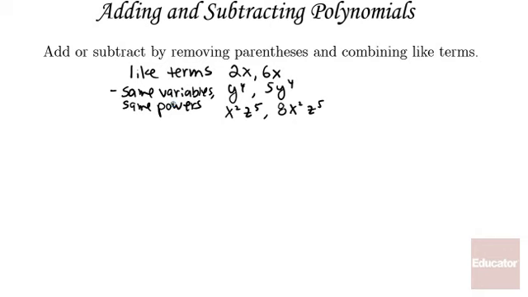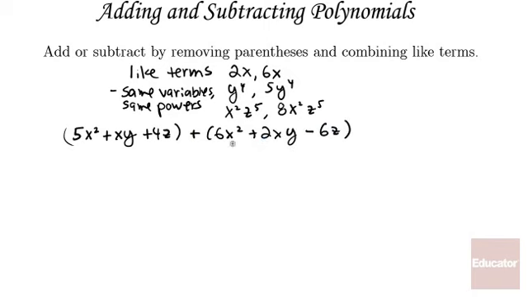Okay, so talking about adding polynomials, what you need to do is add the like terms together. So these are monomials, and now we're working with polynomials. For example, if I have 5x squared plus xy plus 4z, and I need to add that to 6x squared plus 2xy minus 6z. For addition, you just simply remove the parentheses. The signs within the parentheses stay the same.